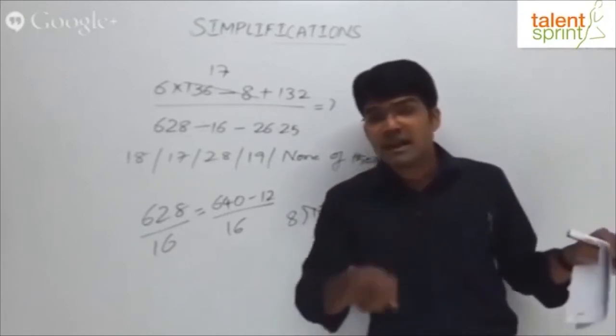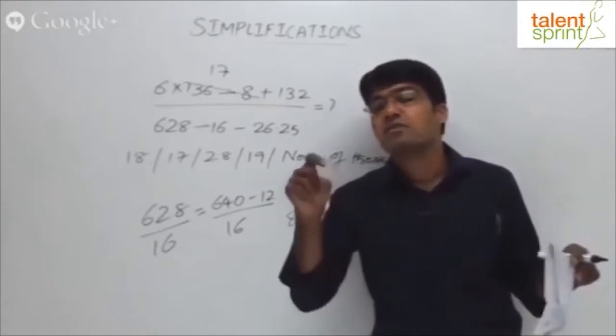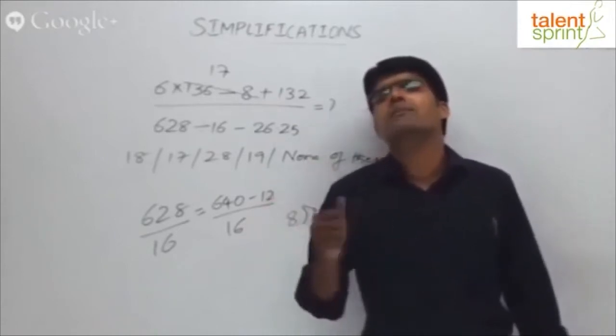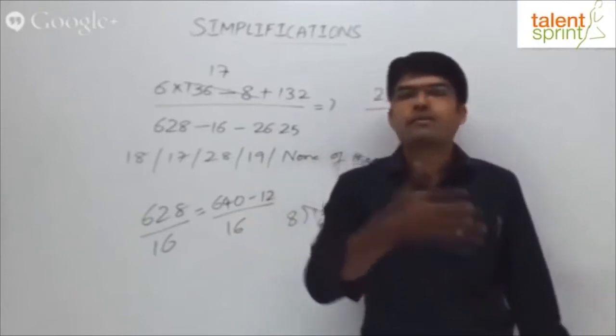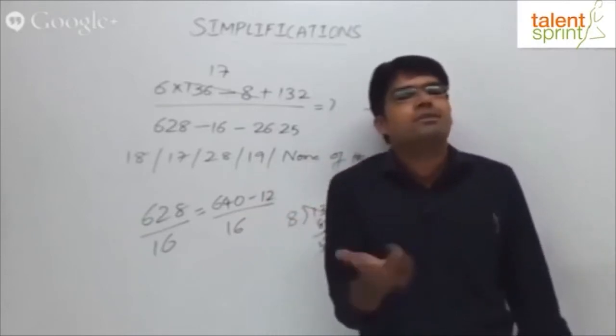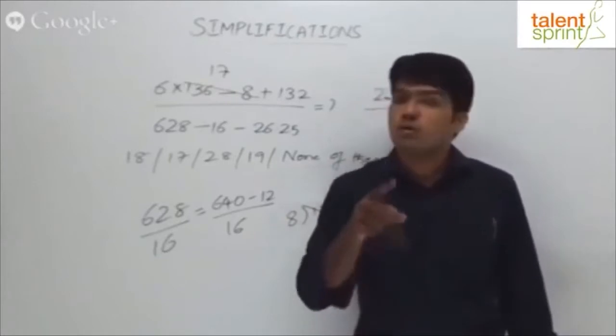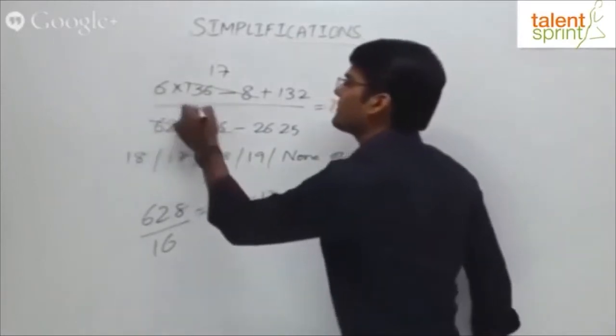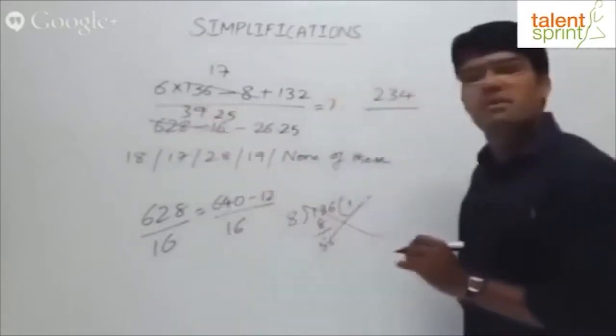Already we have 30 and 9, 39. What is left out? 4. 4 by 16, 1 by 4. 1 by 4 is 0.25, 39.25. So either you split it this way or that way, finally you are going to get the same value, 39.25. But then how quickly you do it is what matters. So this part is 39.25 without writing anything on paper.